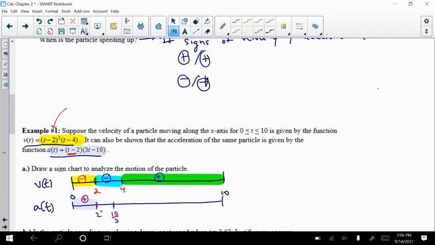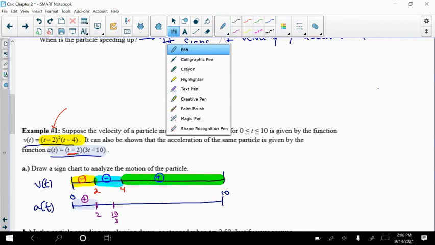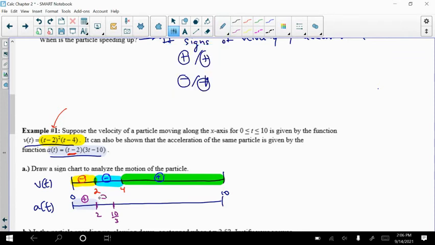And then to pick something between 2 and 10/3, 3 works. So let's go ahead and look at that region. So 3 minus 2 is 1. 9 minus 10 is negative 1. So that's going to be a negative value.